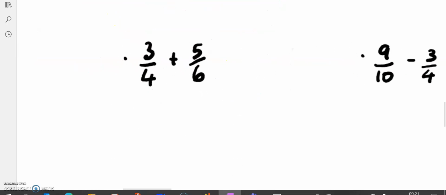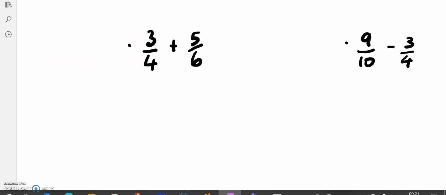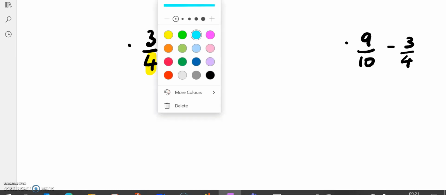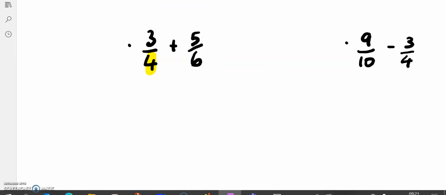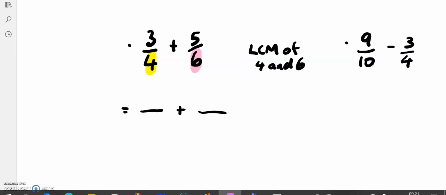If we have a look at this example here, 3/4 plus 5/6. Hopefully you can clearly see that these have different names. So we're going to need to rewrite these fractions so that they have the same name. In order for us to do that, we're going to need to find the lowest common multiple of 4 and 6. That is the smallest answer in the 4 times table and the 6 times table. The smallest answer in the 4 times table and the 6 times table is 12. That's the smallest number that's an answer in the 4 and the 6 times table.